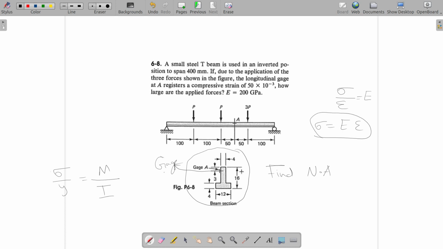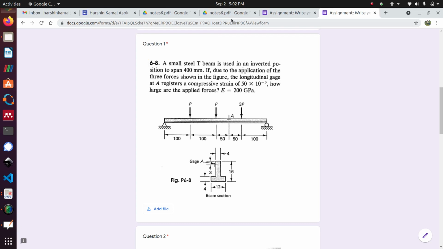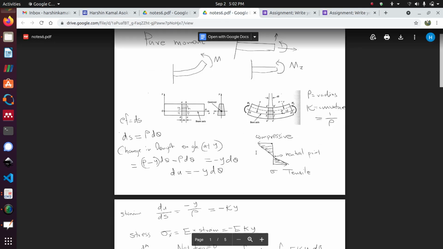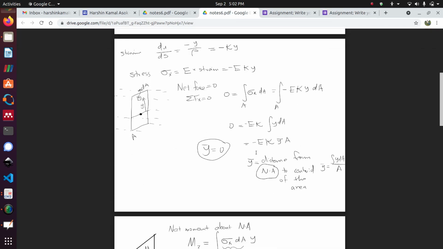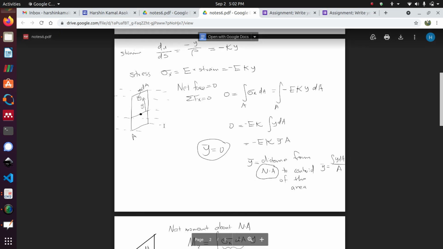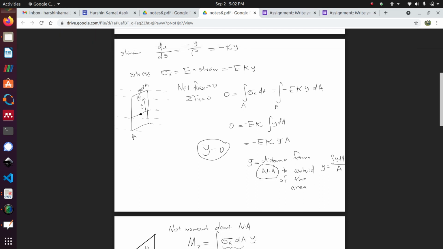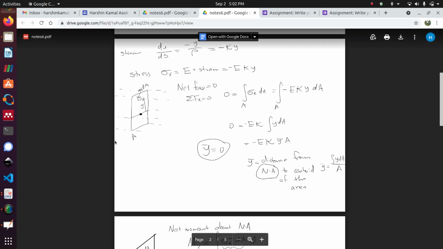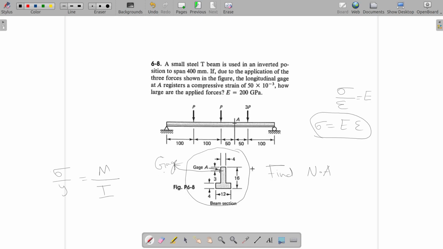Why is it the centroid of the area? I think I've given you justification and derivation regarding that, which you can refer. So here we have done a derivation, and we have actually proved that neutral axis is at the centroid of the given cross-sectional area. So you can find out the centroid of the cross-sectional area.